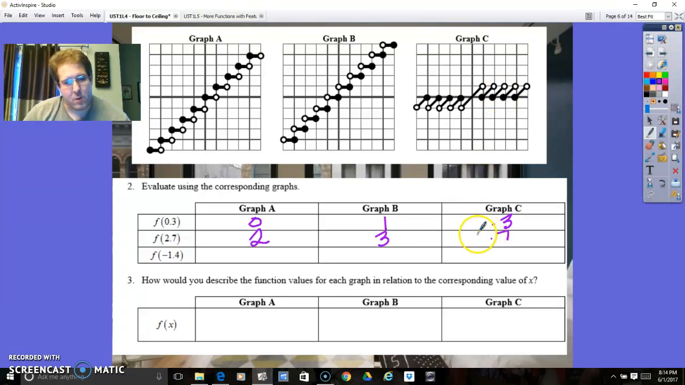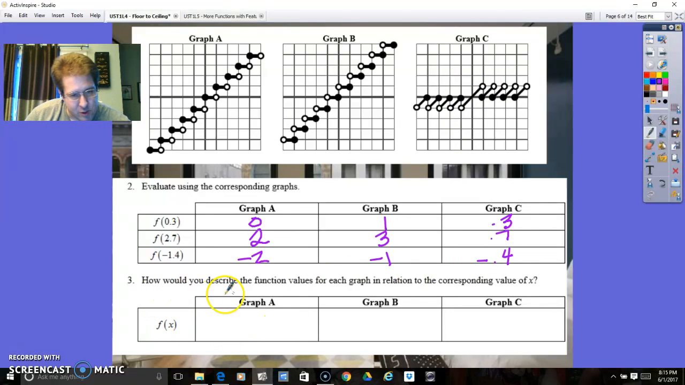Now, you might be noticing what's happening here. This is a floor function, this one's a ceiling function, and this is a fractional part function, which is probably the one I'm going to talk the least amount about. F of negative 1.4 is negative 2. F of negative 1.4 is negative 1. And f of negative 1.4 is negative 0.4.